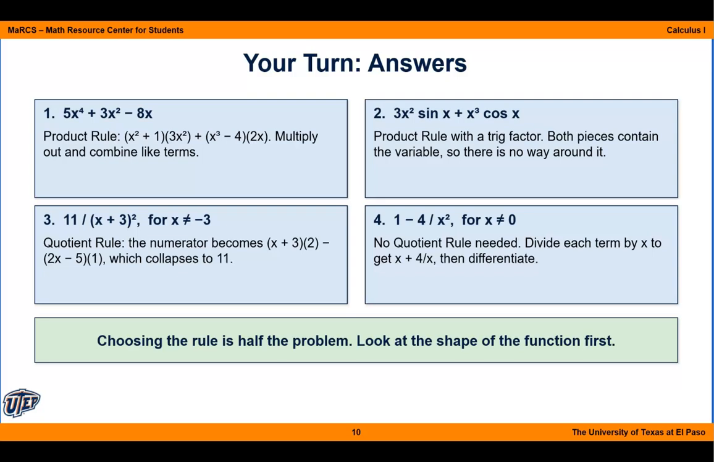For problem 3, the two products in the numerator of the quotient rule simplify to 11. That would give us y' is equal to 11 divided by (x + 3)². x cannot equal -3. And for problem 4, first rewrite the function as y is equal to x + 4/x. The simpler form can be differentiated term by term to give us y' is equal to 1 - 4/x², and x cannot be 0.